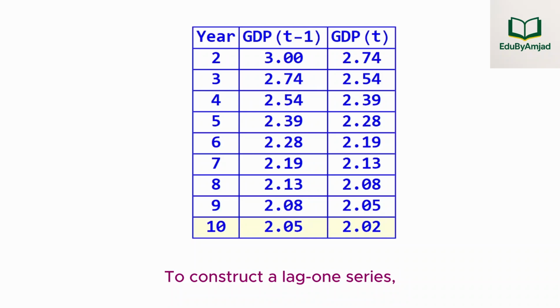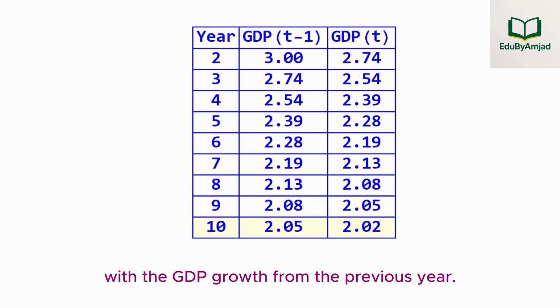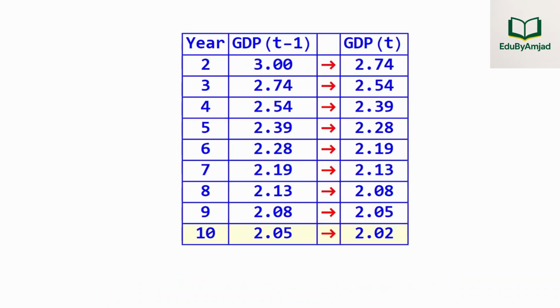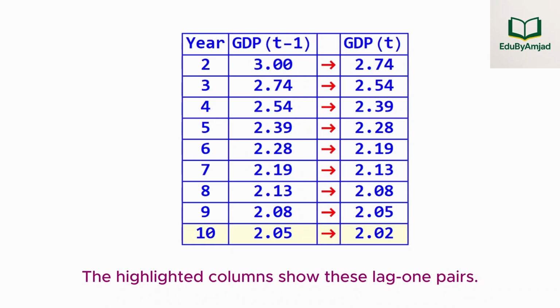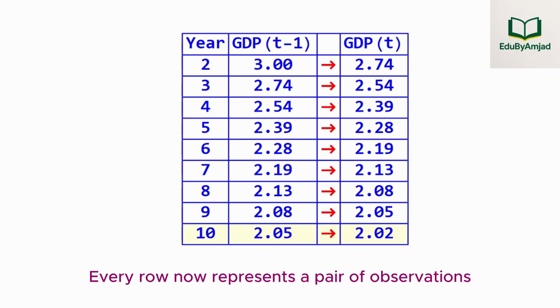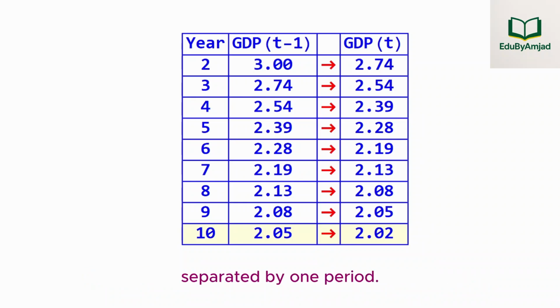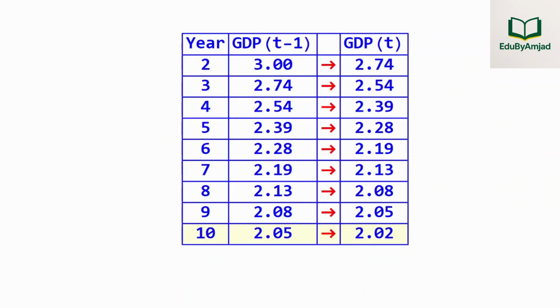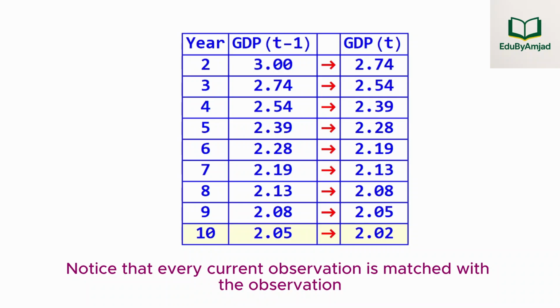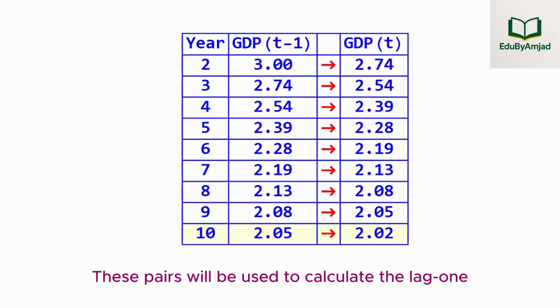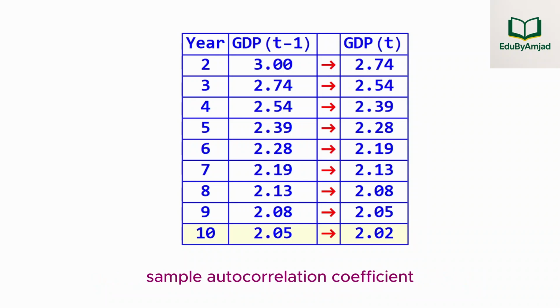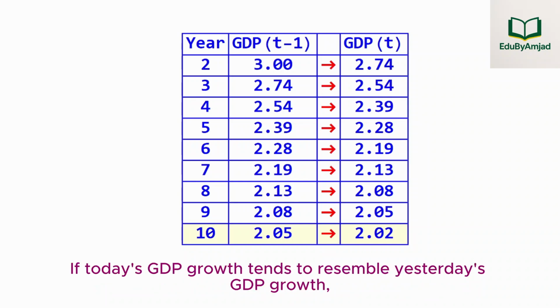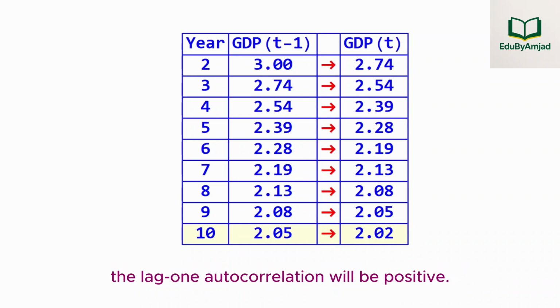To construct a Lag-1 series, we shift the data by one period. Each year's GDP growth is paired with the GDP growth from the previous year. The highlighted columns show these Lag-1 pairs. Every row now represents a pair of observations separated by one period. Notice that every current observation is matched with the observation immediately before it. These pairs will be used to calculate the Lag-1 sample autocorrelation coefficient. If today's GDP growth tends to resemble yesterday's GDP growth, the Lag-1 autocorrelation will be positive.